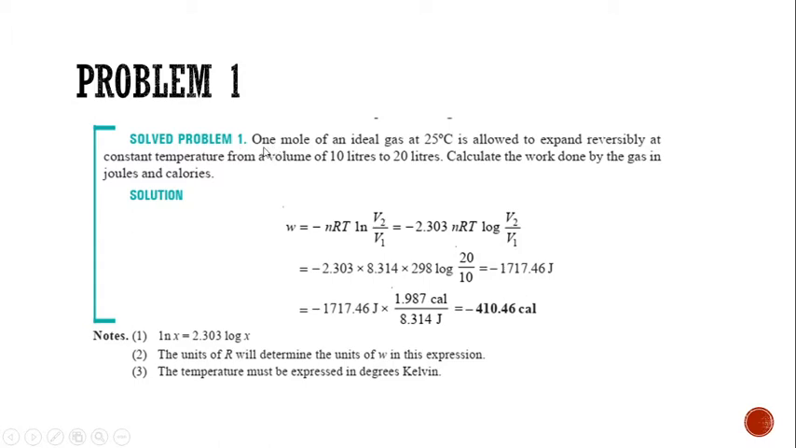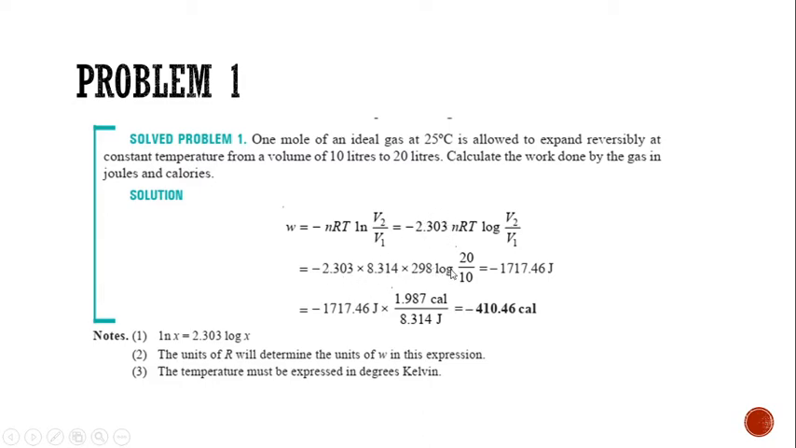The question of this problem is: 1 mole of an ideal gas at 25 degrees Celsius is about to expand reversibly at constant temperature from a volume of 10 liters to 20 liters. Calculate the work done by the gas in joules and calories. We need to calculate the work done in calories and joules. First of all, we have to apply the formula that was derived earlier. In case of reversible expansion of an ideal gas, we have minus nRT into natural log of V2 over V1. We can also change this relationship to common log by multiplying with 2.303.